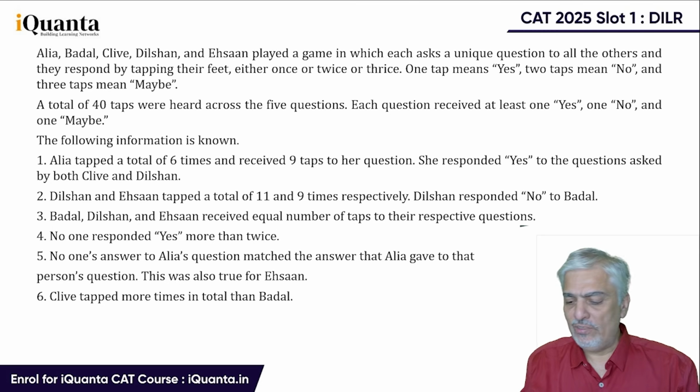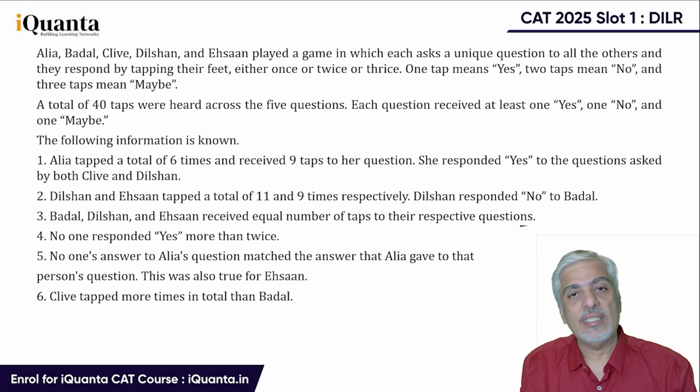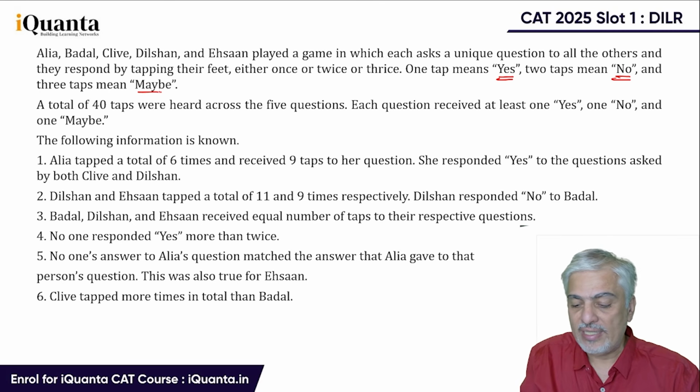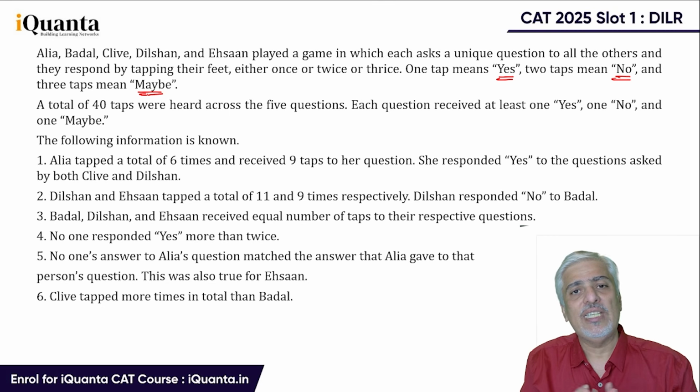Hi, let's have a look at the next set. This is the last set of this slot. So they've told us A, B, C, D, E played a game in which each is asking a unique question to all the others, and they respond by tapping their feet, either once or twice or thrice. 1 tap means yes, 2 taps means no, and 3 taps means maybe. So these are the initial rules.